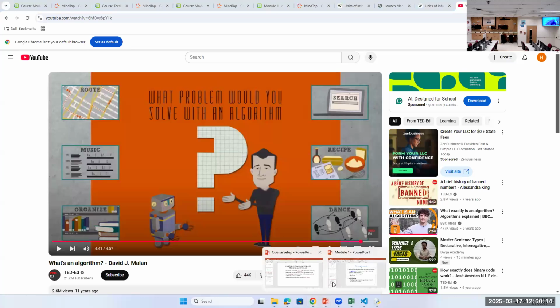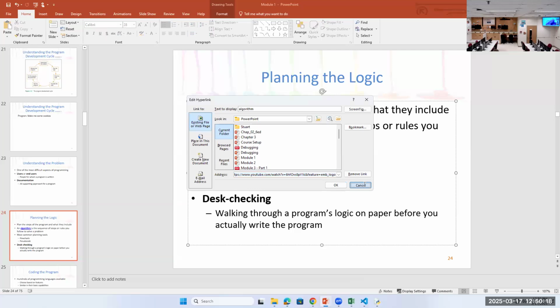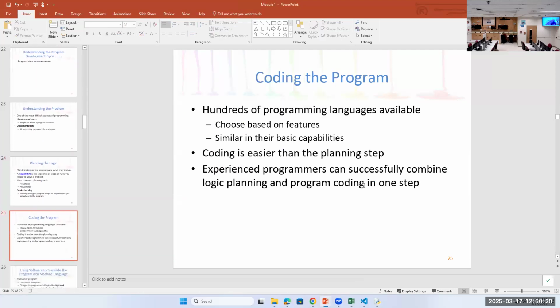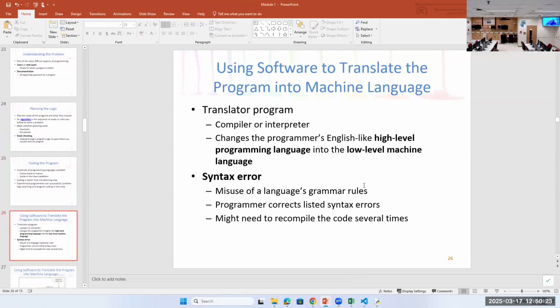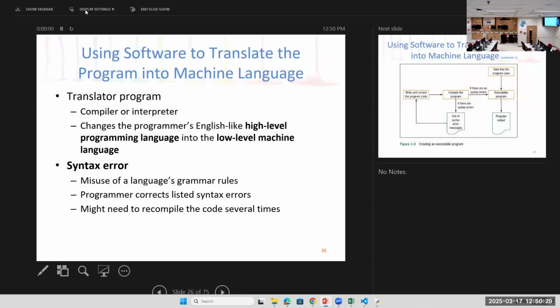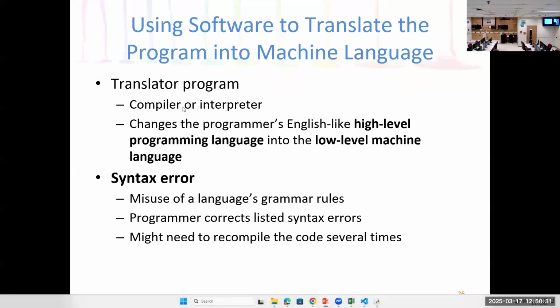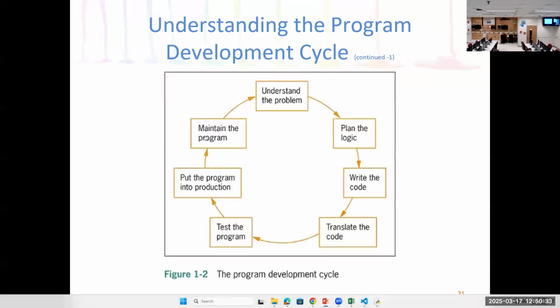So that is instruction. Sorry, algorithm, right? It's a set of instructions to solve a specific problem. Okay, now come back to the slide here. You know that you have to understand the problem, and you plan the logic, right? The plan logic is where we set the algorithm to solve the problem.